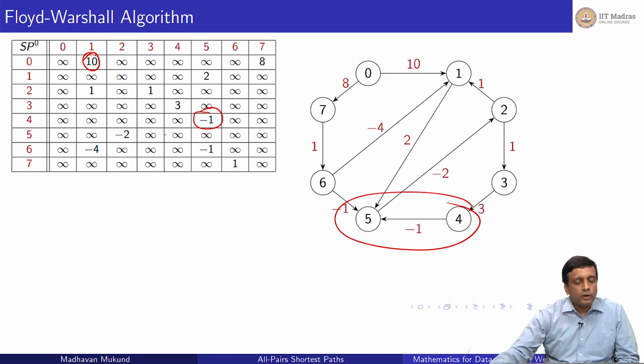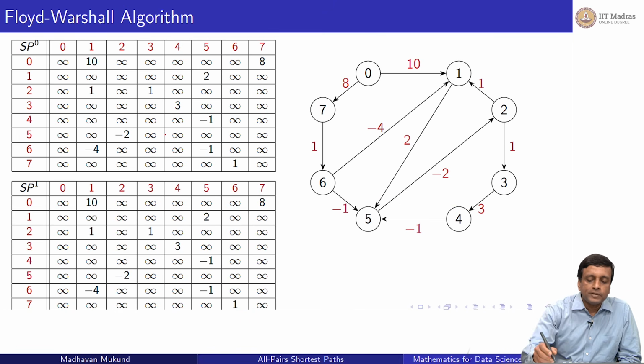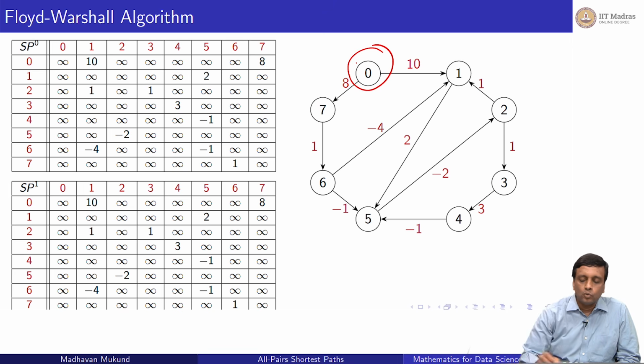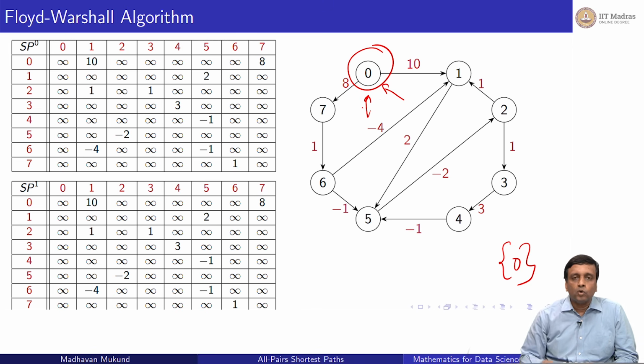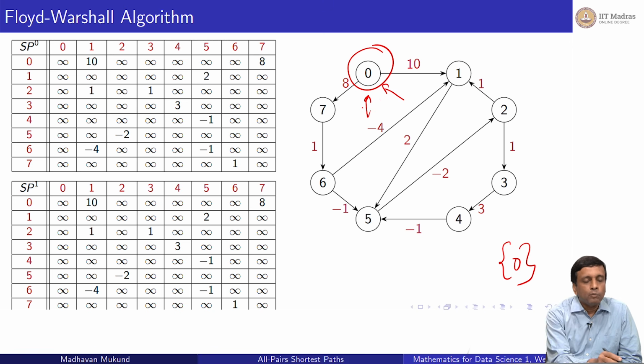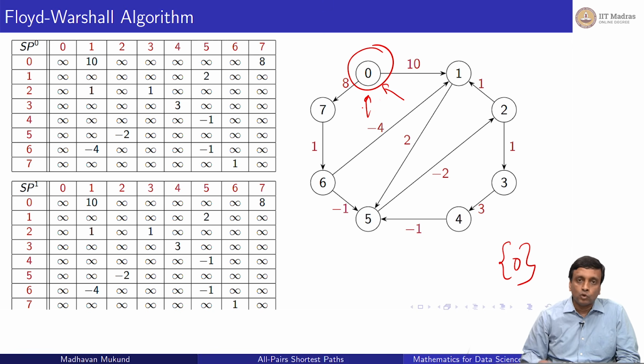So now what is SP1? SP1 represents all things that you can reach going through the set 0. But look at 0. See, 0 has no incoming edges. I cannot go to 0 and then go from 0 anywhere, because 0 is such that you can only go out from 0. So 0 as an intermediate vertex is not useful in this graph. There is nothing I can go to via 0. So therefore SP1 is actually the same as SP0. That is, if I am allowed to go through 0, I gain nothing. Right?